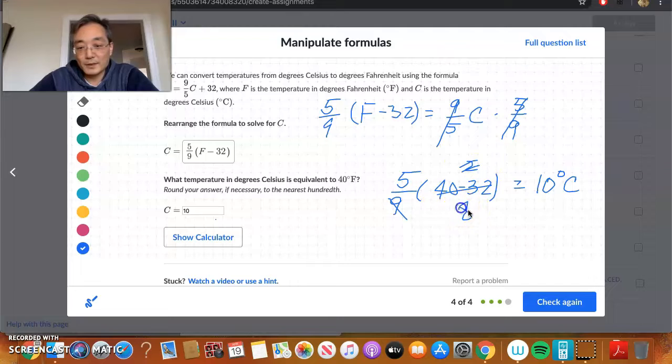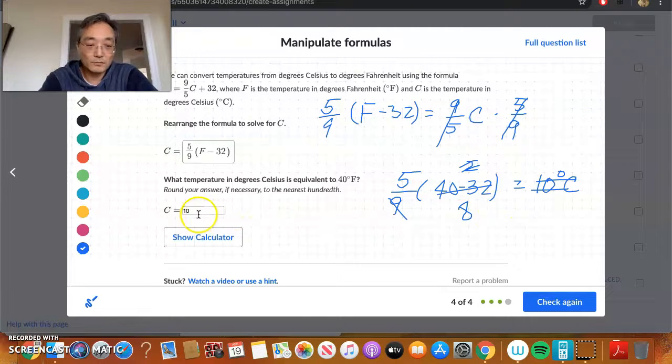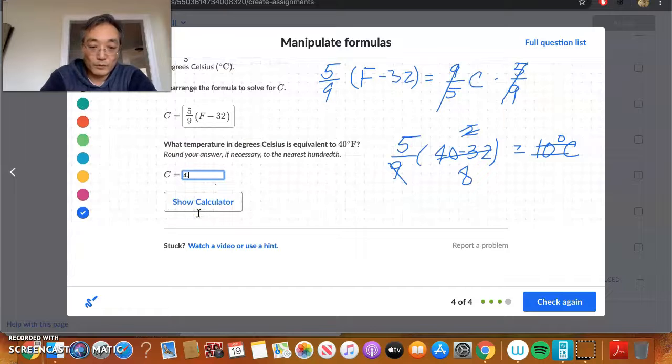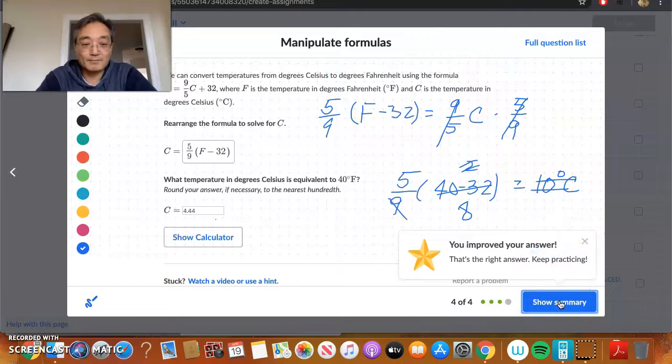Okay. So let's get rid of this. And that's going to be 5 times 8 is 40 over 9. So it's just going to be 40 over 9. 40 divided by 9, which is approximately, they said nearest hundredths, 4.44. 4.44. And that is now correct. Okay, great, thank you.